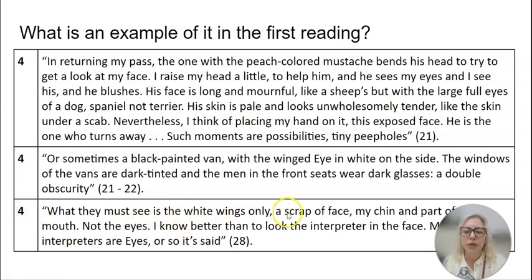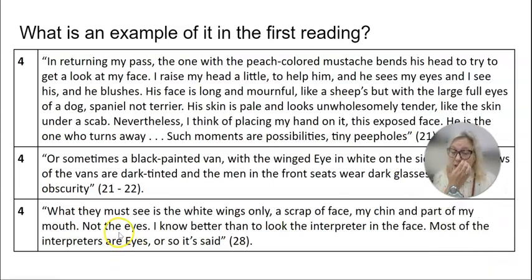What they must see is the white wings only, a scrap of my face, my chin, and part of my mouth, not the eyes. I know better than to look the interpreter in the face.